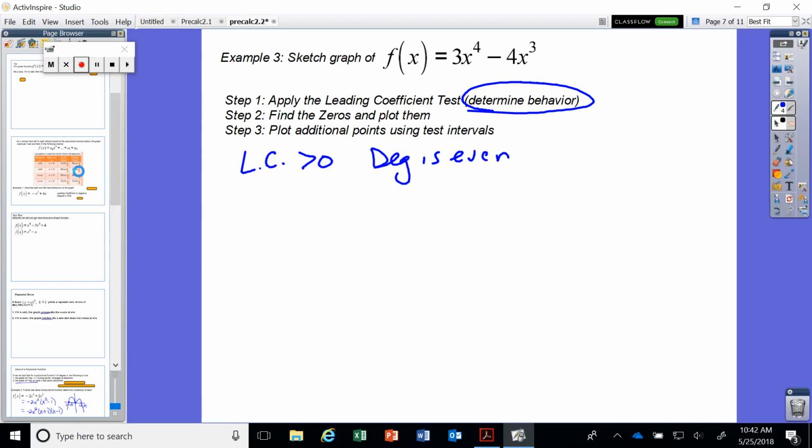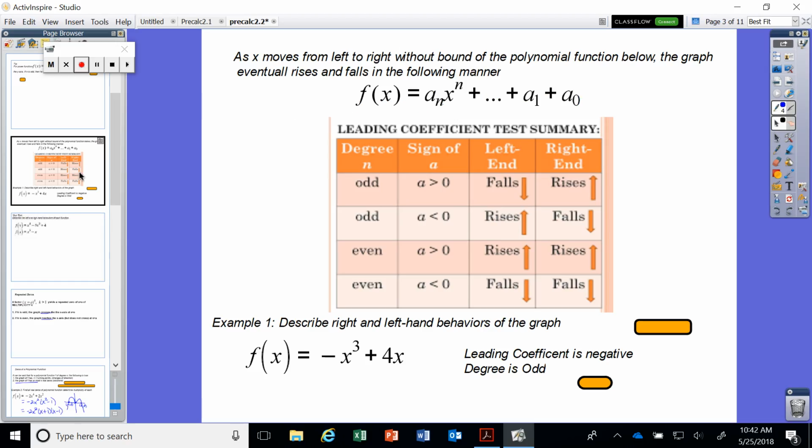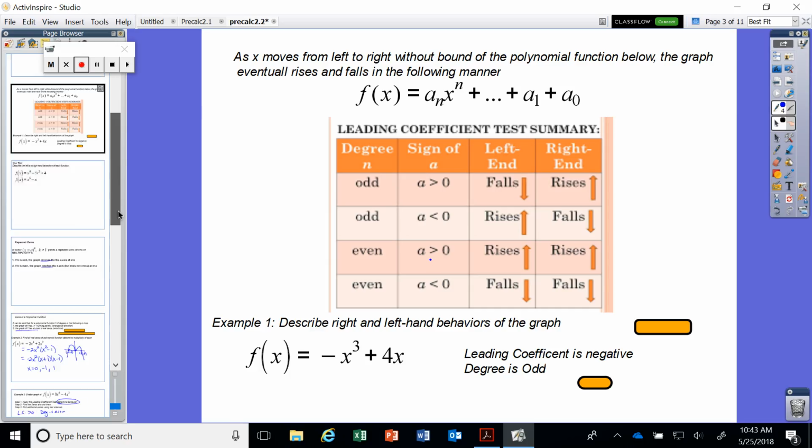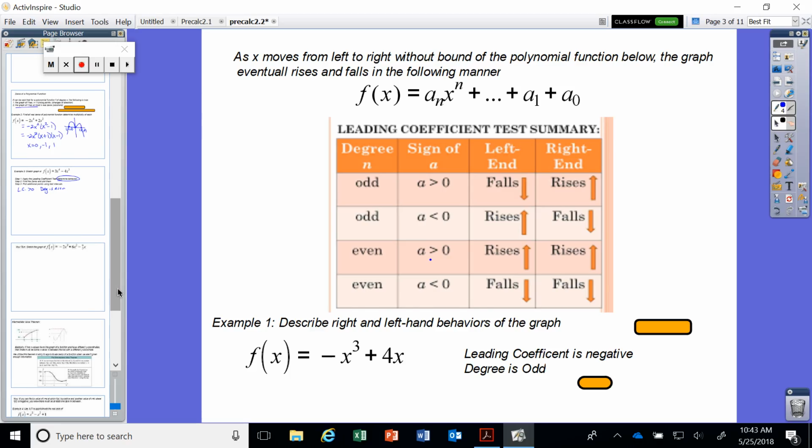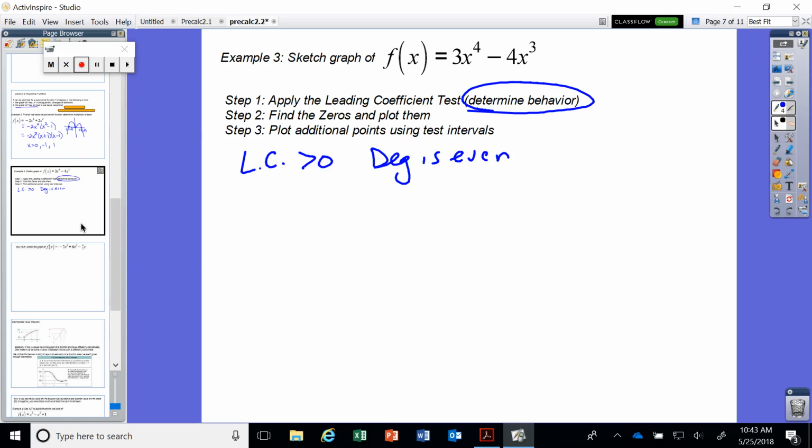Well, I'll step back out to our chart real quick just so we're getting used to it. So once again, we have a degree that is even and a leading coefficient that is positive. So it looks like we're going to rise on the left, and then we're going to rise again on the right-hand side for the behavior. All right. Step 2, we want to find the zeros and then go ahead and plot them.